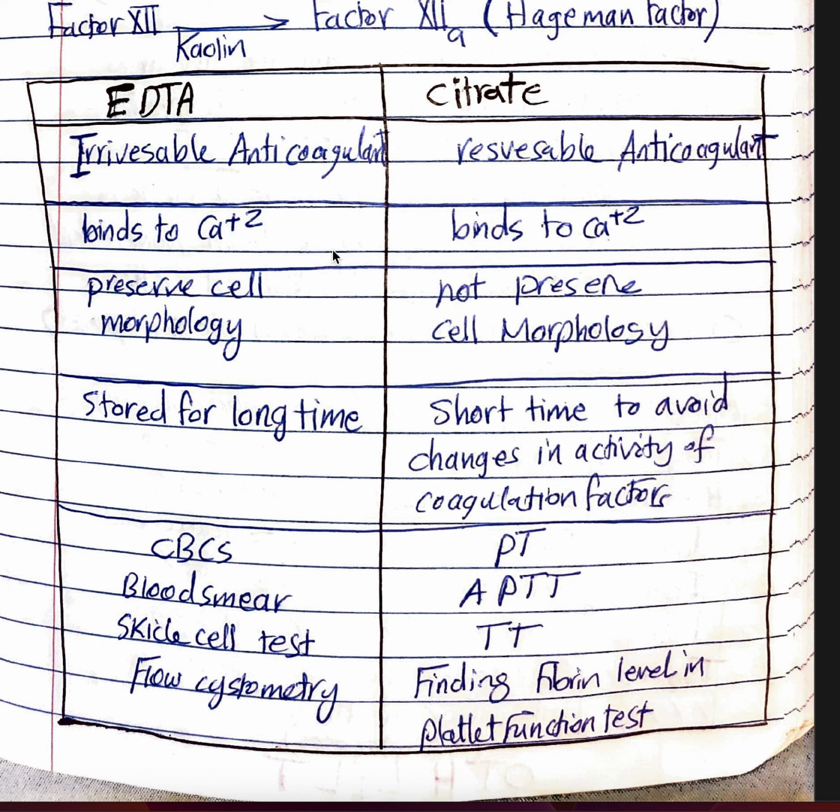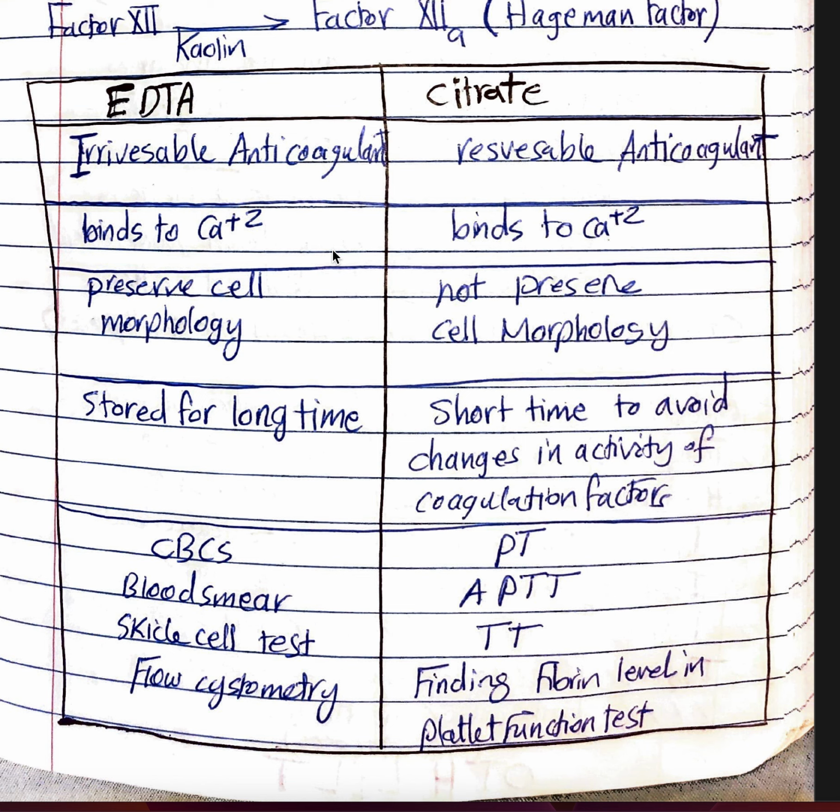But if I want to measure the coagulation and how long it takes to happen, I use citrate because it's reversible, takes a short time, and then goes into action like this. So PT, APTT, TT, and also finding fibrin level and platelet function tests. So everything that is associated with coagulation.